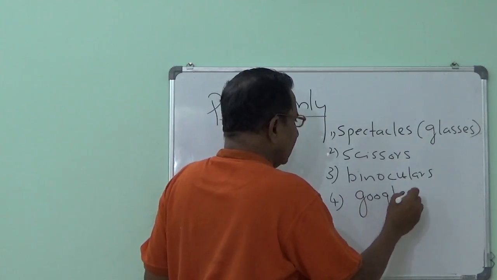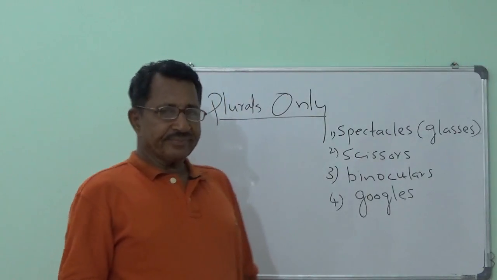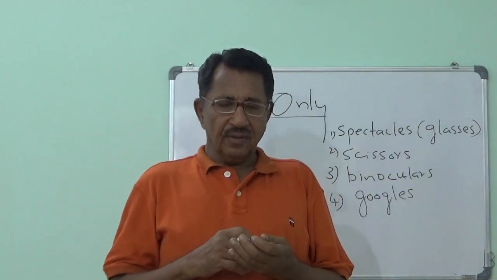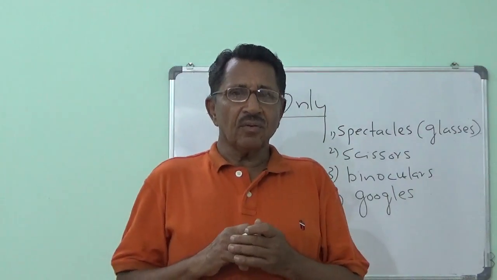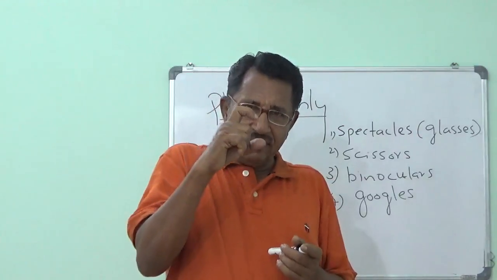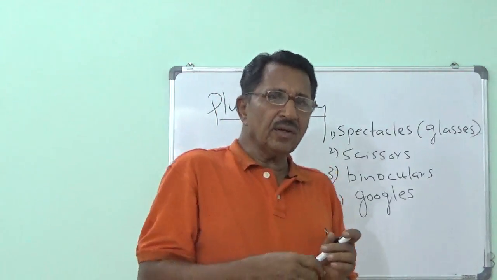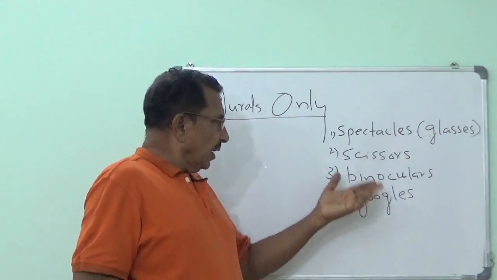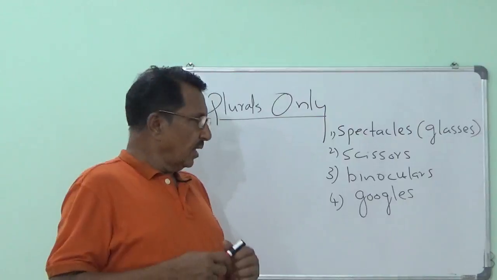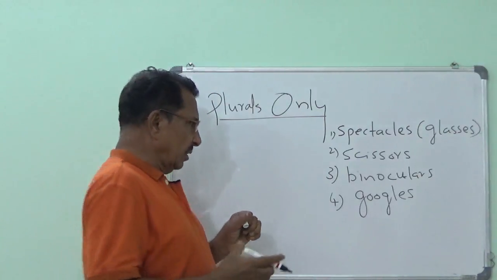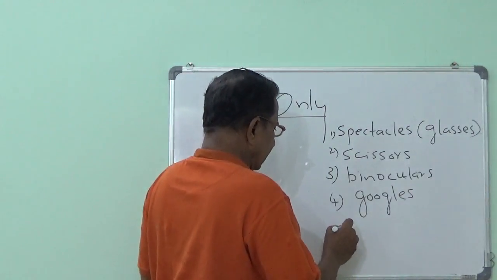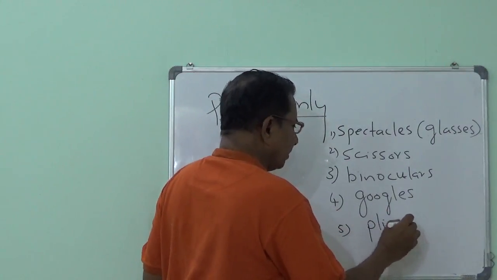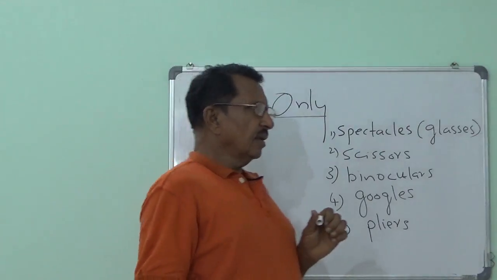You can see all these things have two parts. If one is taken out, it becomes useless. That's why we say they have to be always spoken of as plural. There are two parts, and therefore what do you do? Say glasses, scissors, binoculars, I showed you, binoculars, isn't it? And goggles. Then another instrument you have seen, electricians sometimes take with them, pliers, you see, now, pliers, isn't it?